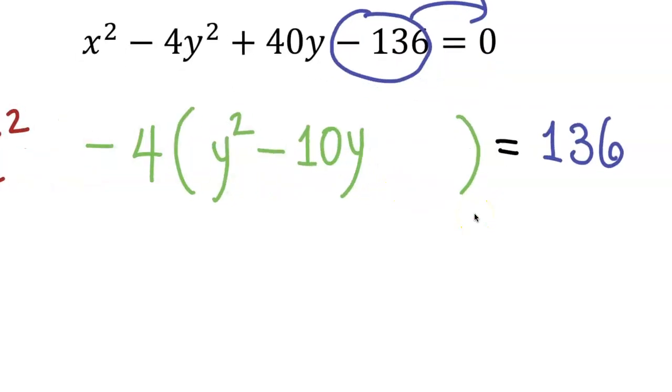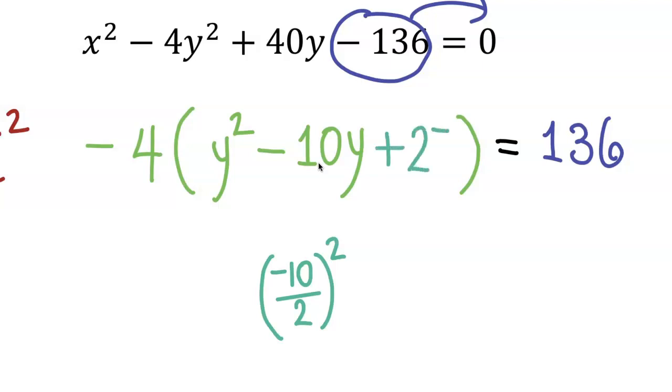Let's think about it. What should we add inside this trinomial? What's half of negative 10? To figure that out, you're going to take half of negative 10 and square it. Half of negative 10 is negative 5. And when you square negative 5, you get 25. So that's why I'm going to be adding 25 inside that parenthesis.